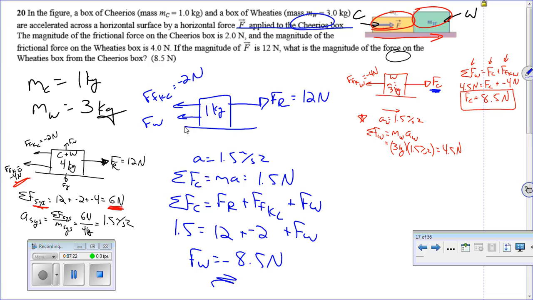All right, so there you go. That is a perfect example of a system of objects problem.